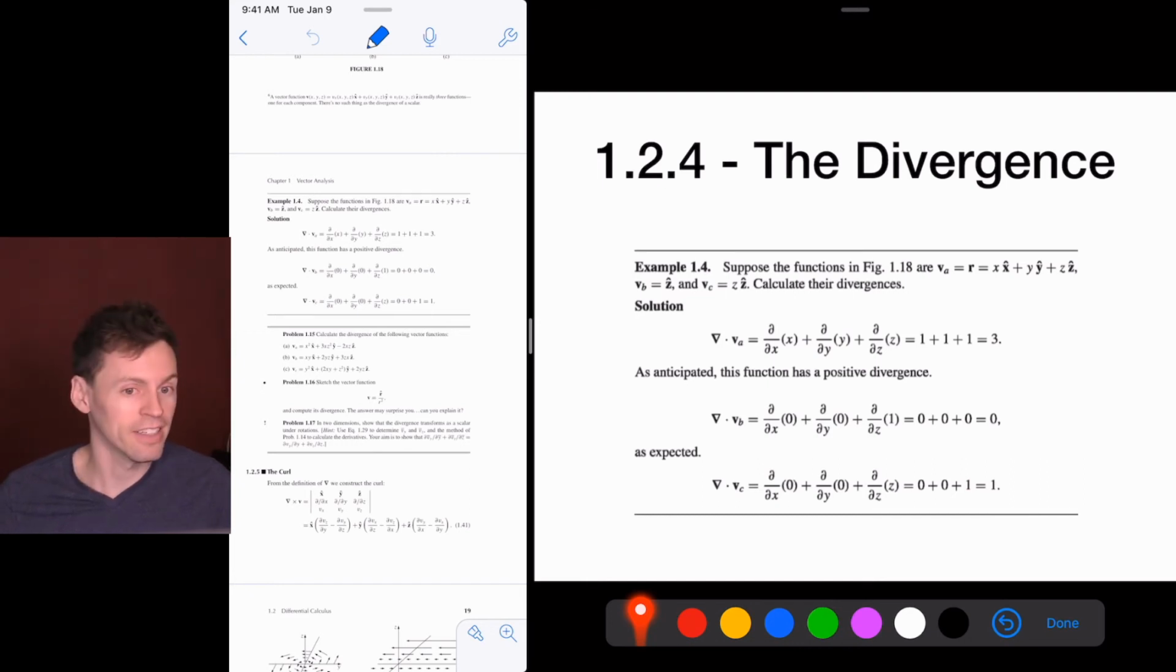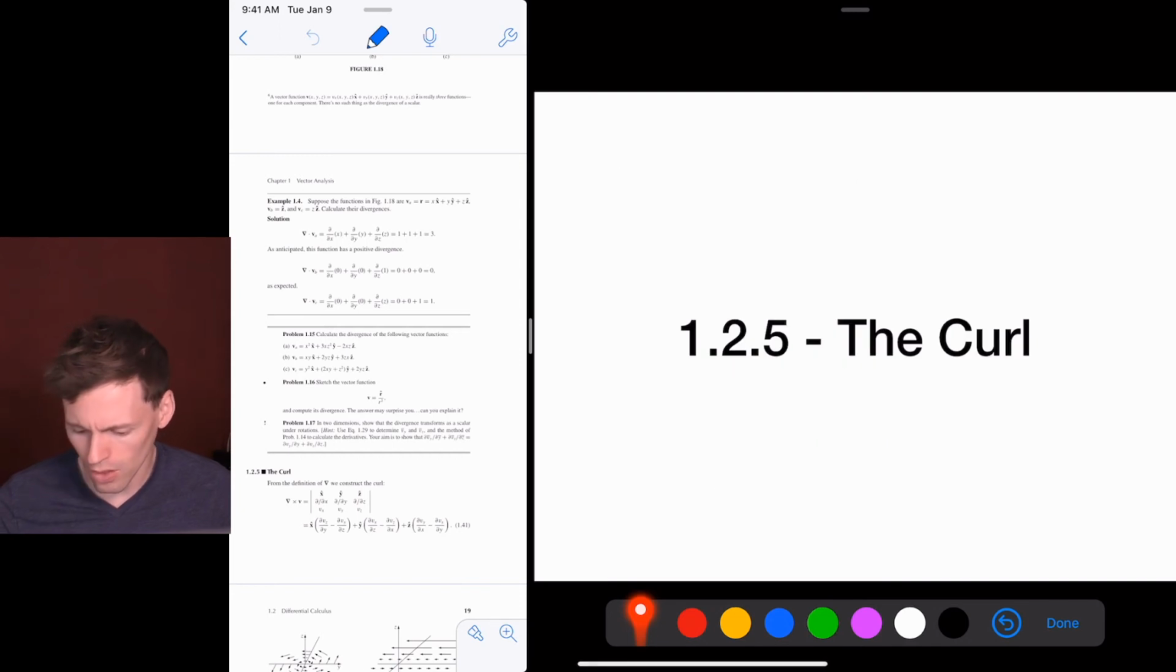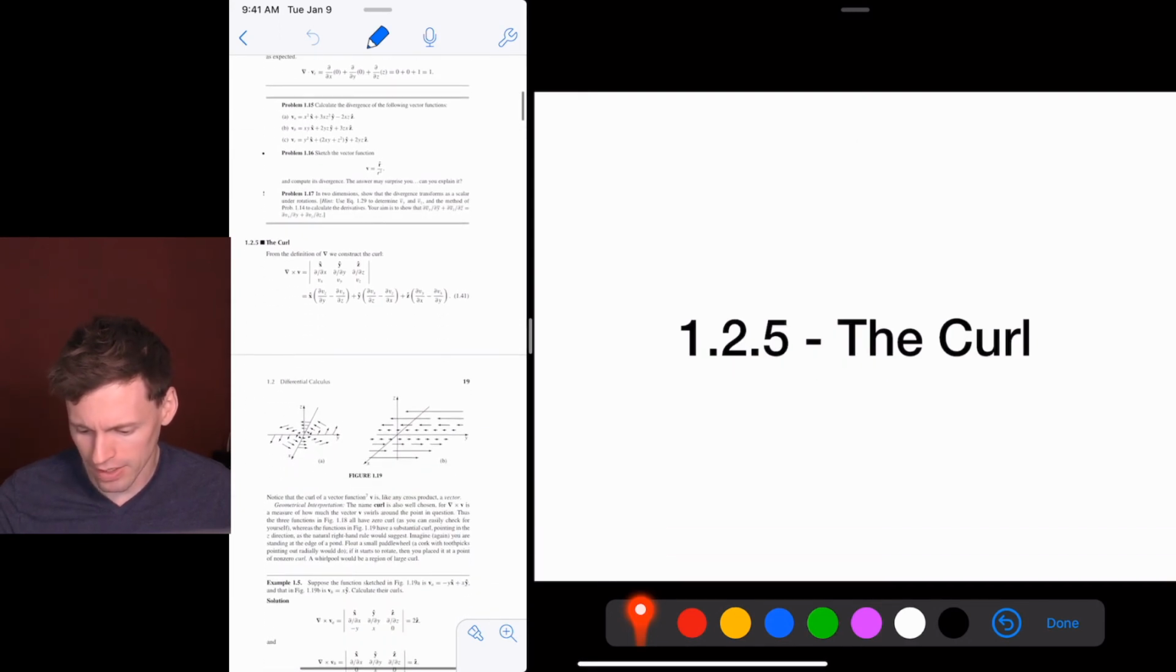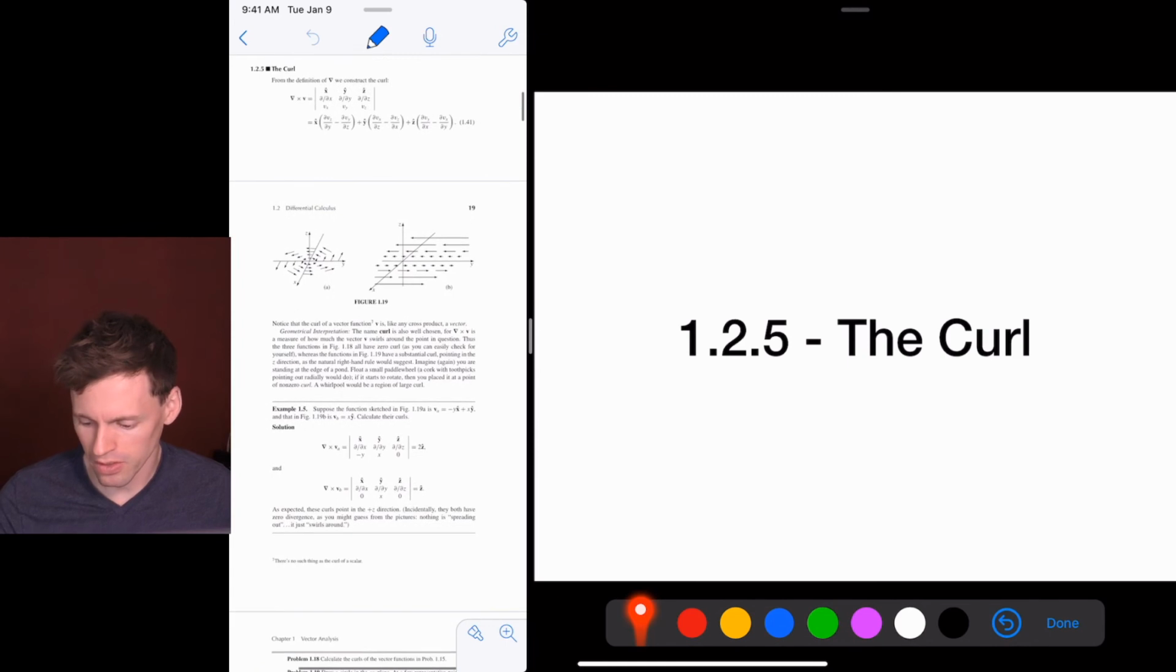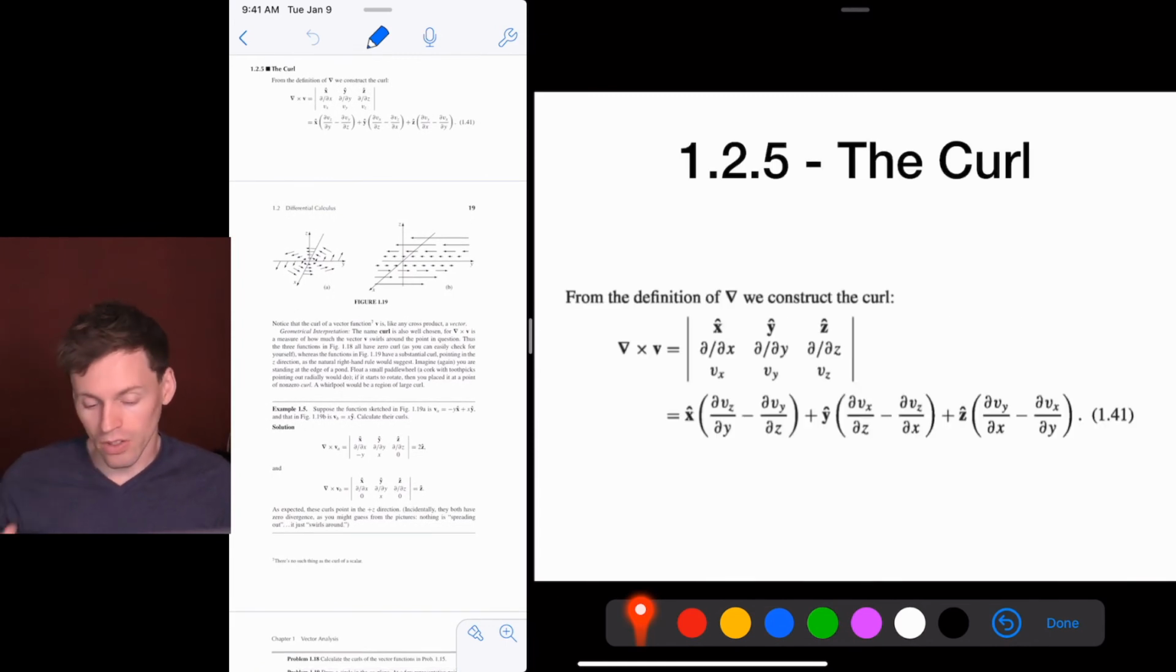So that's how you calculate the divergence of a vector field, for example. And then you've got some other problems here that you'll do in your assignment. Okay, so now let's talk about the curl.